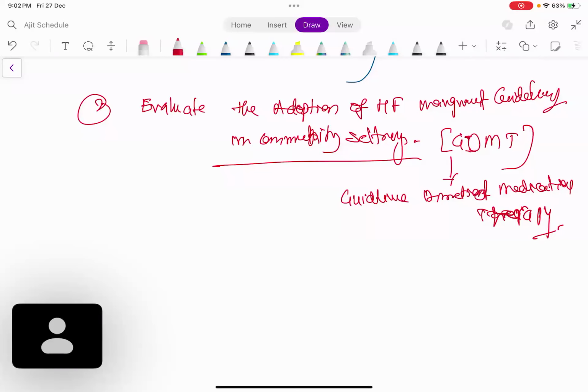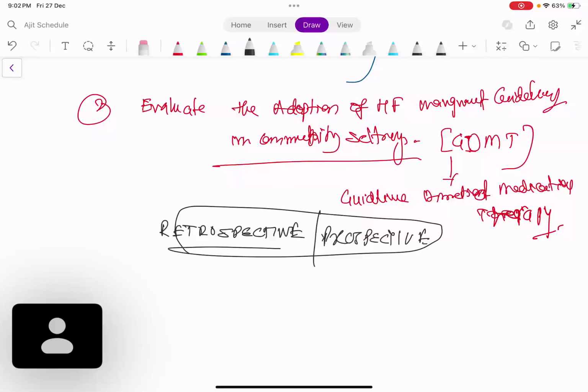You cannot ask me. Retrospective. Retrospective or prospective, we can do both. Okay, I'll take this: retrospective or prospective both.